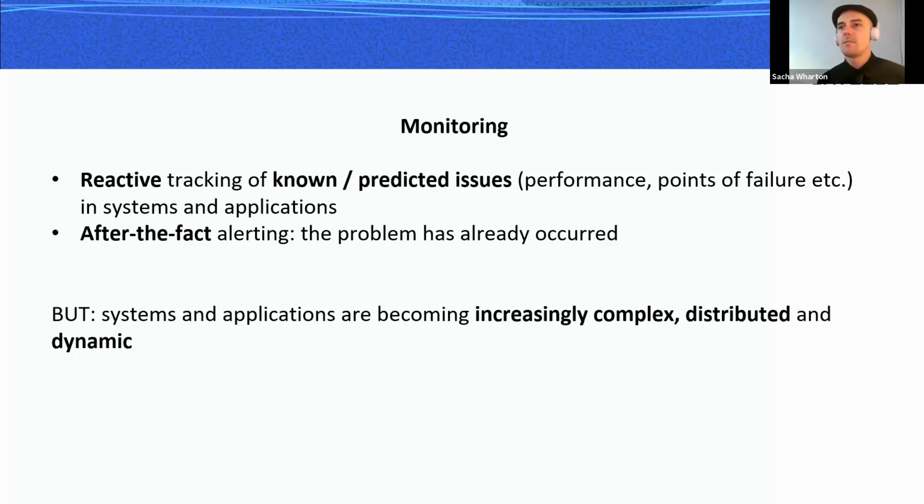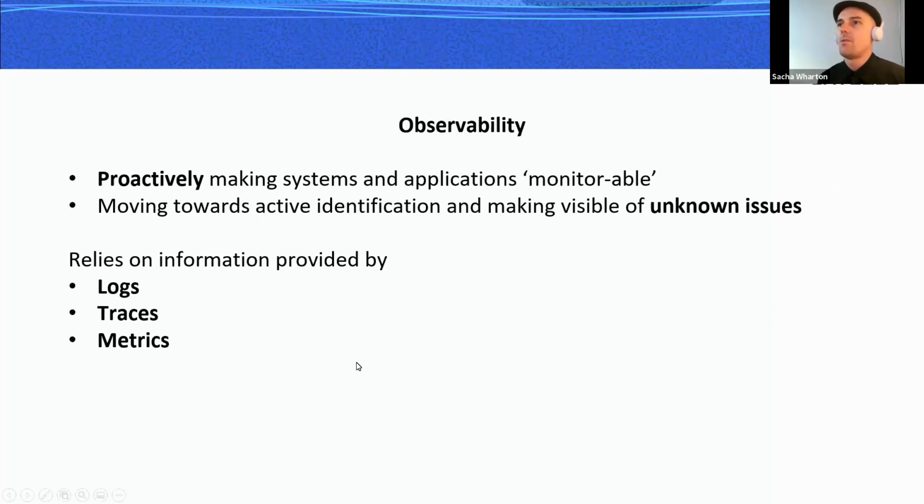But today's systems have become increasingly complex, distributed, and dynamic. This has changed the way we've always traditionally done monitoring. It's always been put in place after the fact: the application gets deployed, then monitoring gets slapped onto it. But the change to microservices and distributed services requires us to go to the next level, which is observability.